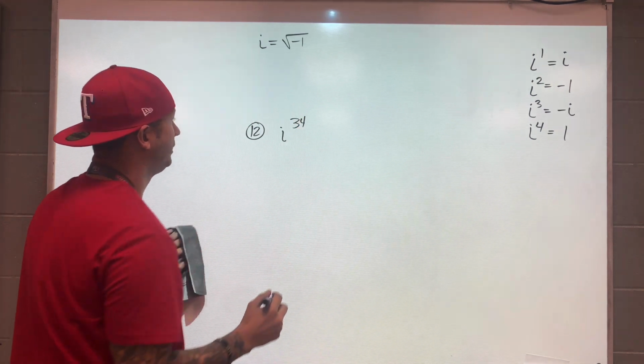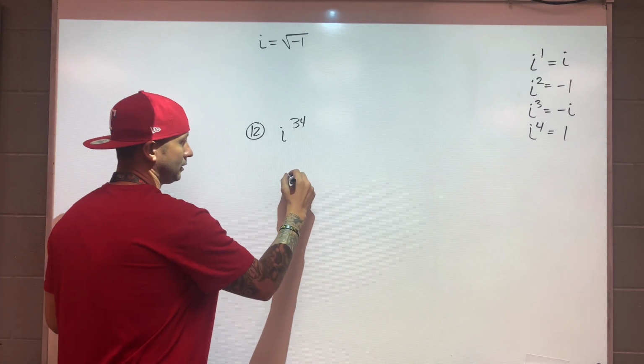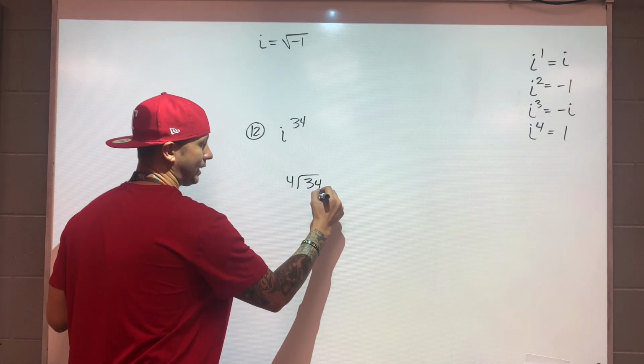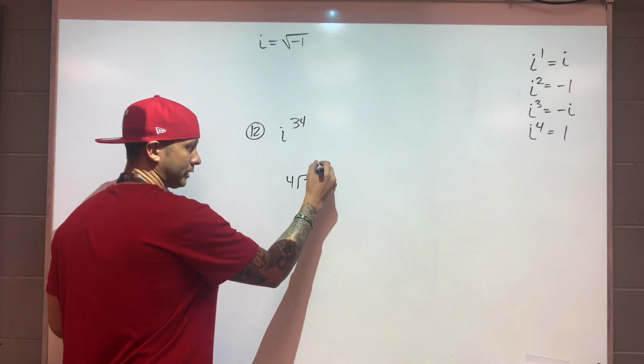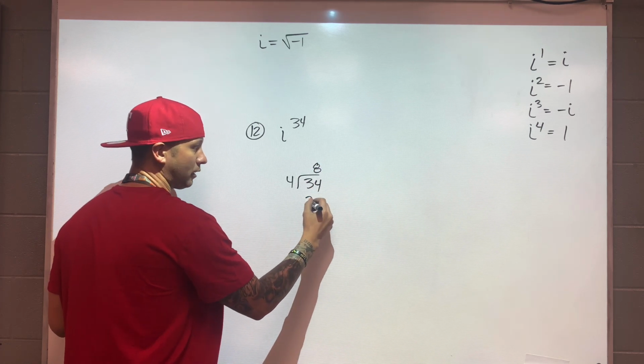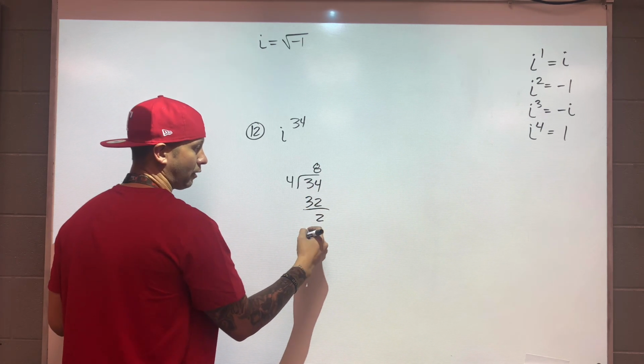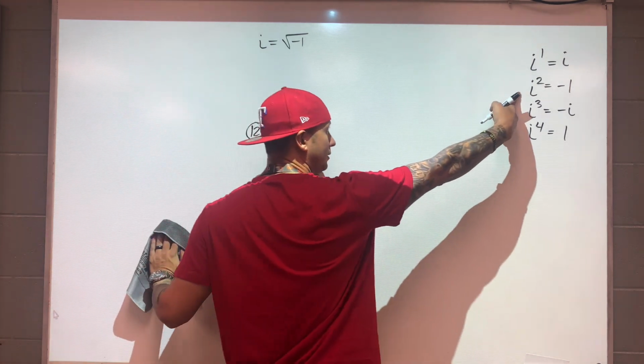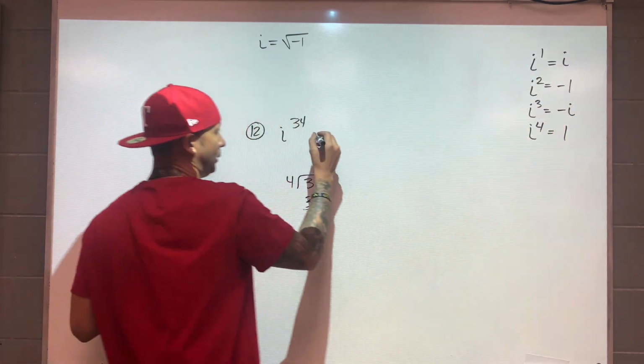i to the 34. These are nice. So again, 4 goes into 34 how many times? Not 9, because it'd be 36. So it'd be 8. All right, 8 times 4 is 32. Remainder 2, i squared, -1.